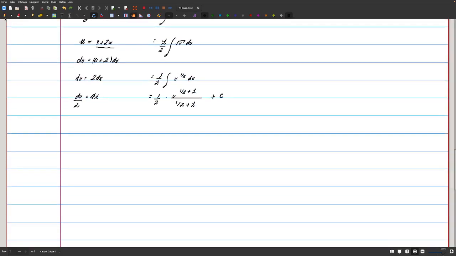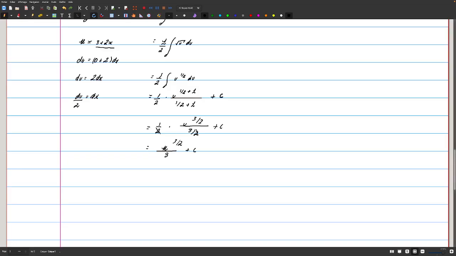Right? So if we develop the top and the bottom, we'll have something like 1 over 2 times u to the 3 over 2, because 1 over 2 plus 1 is 1 over 2 plus 2 over 2, 3 over 2, over 3 over 2 at the bottom again, plus c. Easily right here we can cross these two out because they simplify, which will leave us with something like u to the 3 over 2 over 3 plus c.